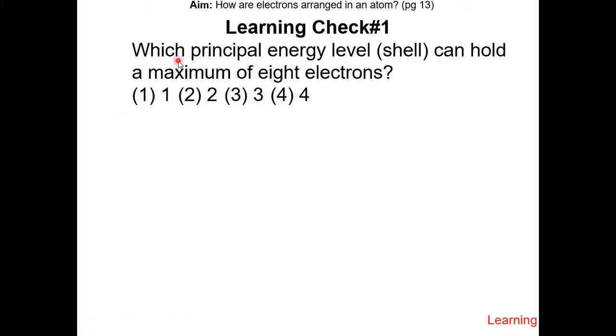Learning check number 1. Which principal energy level shell can hold a maximum of 8 electrons? Pause the video and resume once you have the answer. Okay, so the answer is choice 2.